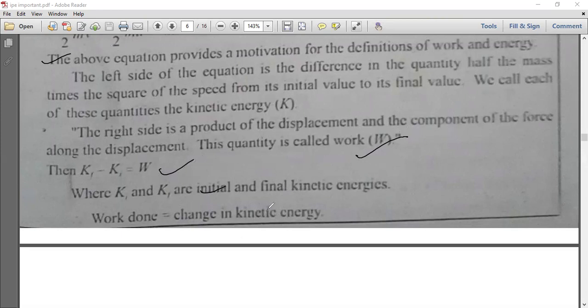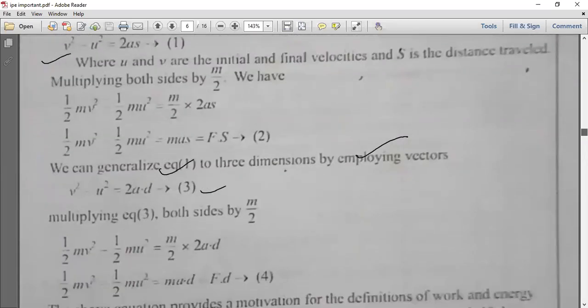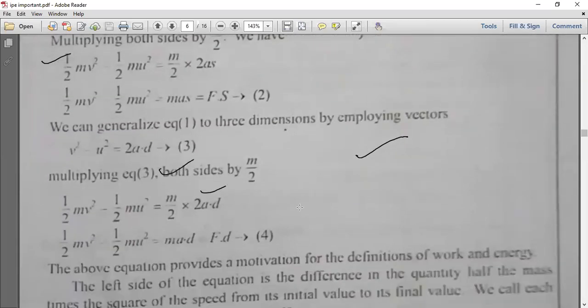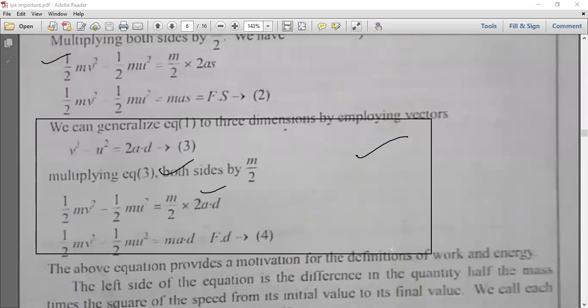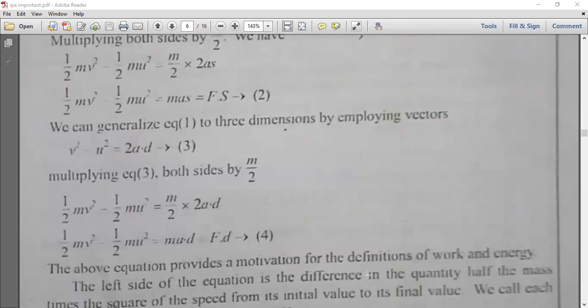Which part is not necessary? I am showing you again, because this is just repetition. This part which I am making in a box, can you see? This is not necessary. This part is no need. After this, directly you can write Kf minus Ki is equal to W and just write the theory part. Clear? Okay, let's move ahead.